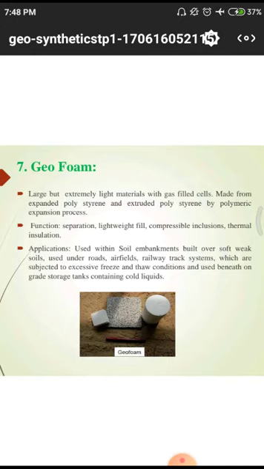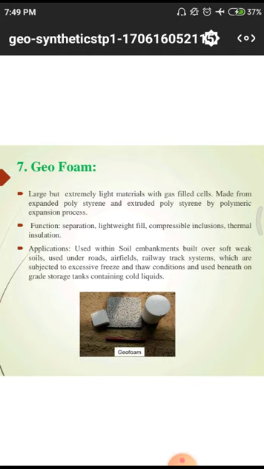After that, lightweight fill, compressible inclusions, and thermal insulation. The last property is thermal insulation. That means the heat the surrounding atmosphere is having will not be transferred to the further layers. That is thermal insulation. And compressible inclusions means whatever loads come onto the soil will simply be neglected, or those loads will be reduced to zero due to these compressive force actions.